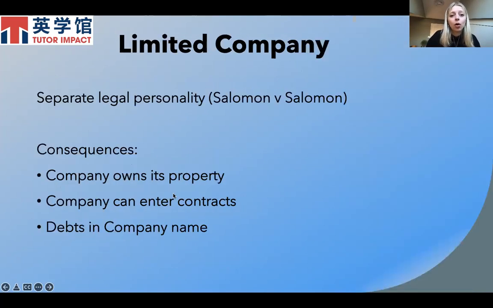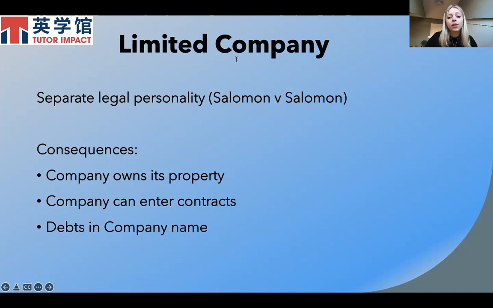And now we're going to go on to the limited company, which is, as I said before, probably the most important structure in terms of businesses. So as I said before, a limited company has separate legal personality. What this means is that when a company does something, that act is the company's own act, and it is not the act of the people who run the company. So if the company enters into a contract, it is the company who is entering into that contract and not the owners of the company.